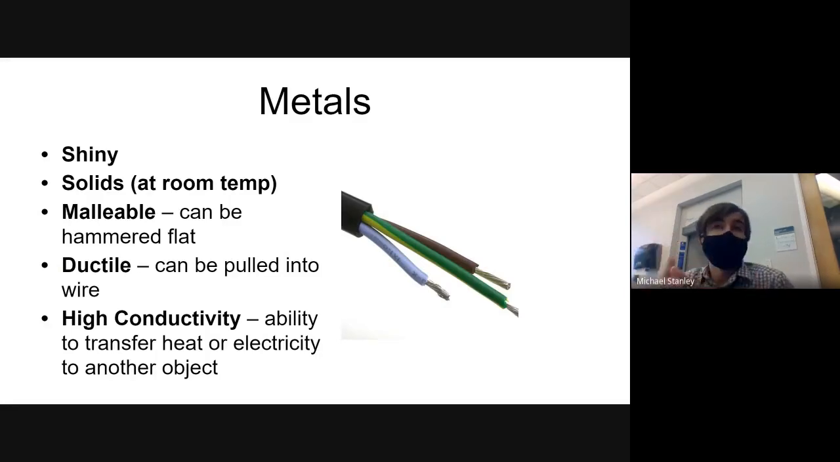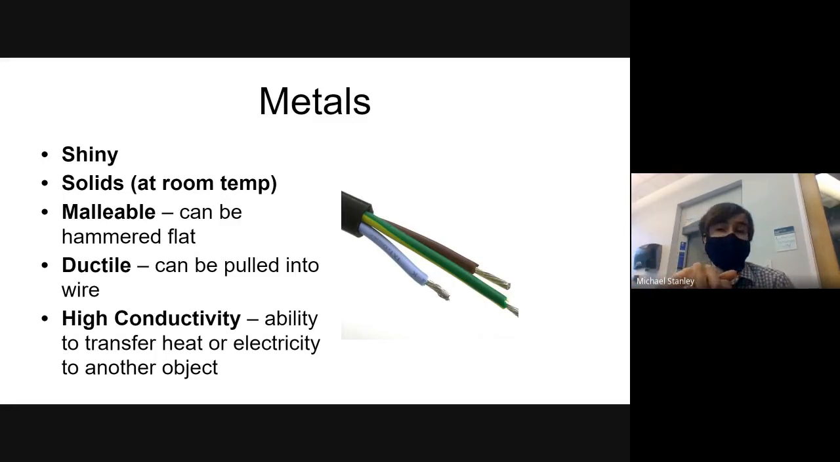So most metals have similar traits to aluminum foil. They tend to be shiny, so they tend to be kind of reflective and sparkly a little bit. They are usually solids at room temperature. Aluminum foil is a solid, right? It has a set shape and a set form, a set size, stuff like that.